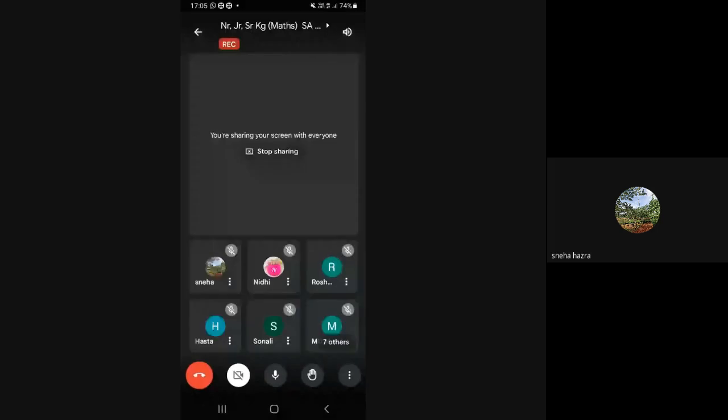So today we are going to learn subtraction. What is the meaning of subtraction? Subtraction means we will subtract smaller number from bigger number. Bade number mein se chota number subtract karna hai. Okay? So I'm sharing screen. It is visible to all. Aisha and Virat, it is visible.